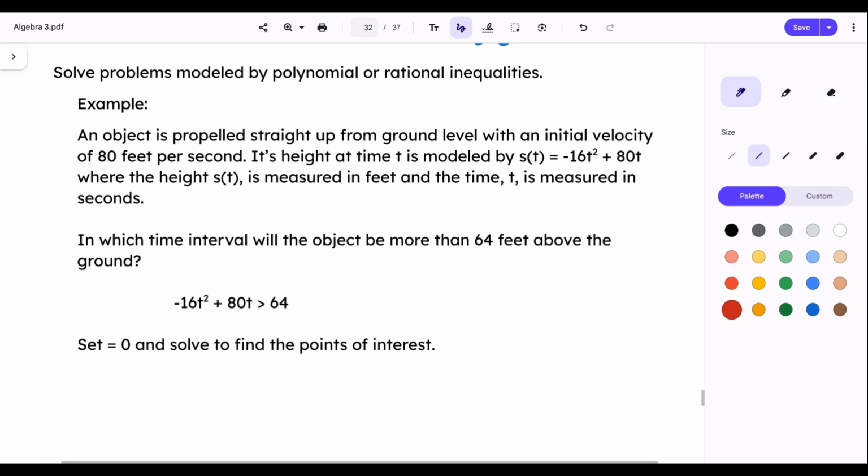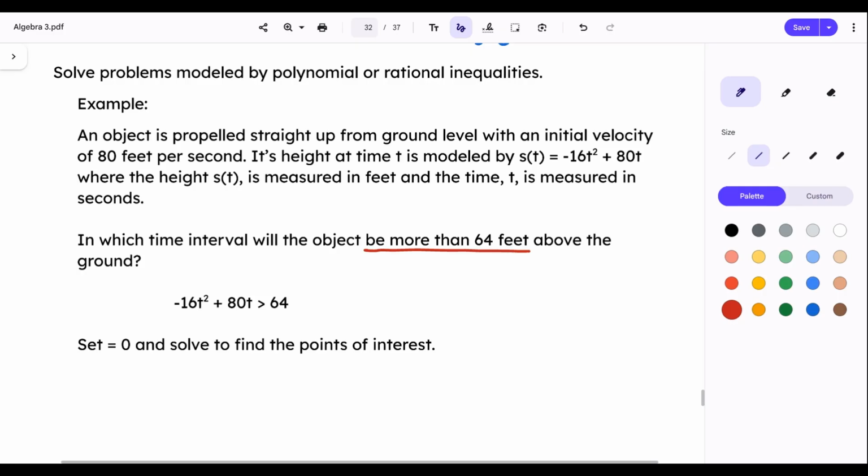So this first one says an object is propelled straight up from ground level with an initial velocity of 80 feet per second. Its height at time t is modeled by this formula: s of t equals -16t squared plus 80t, where the height s of t is measured in feet and the time t is measured in seconds. First thing they're asking is, in which time interval will the object be more than 64 feet above the ground? So they've got that formula, and instead of having 0 over here, they said greater than 64, because up here it says be more than 64 feet. So that's why they're saying greater than 64.